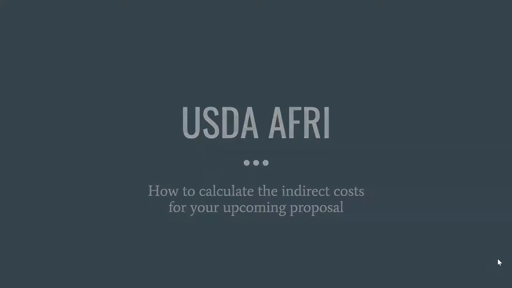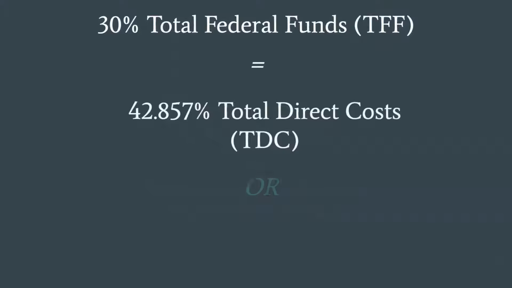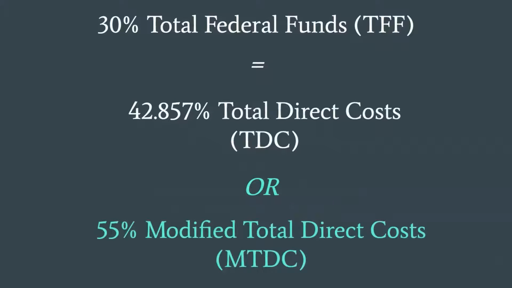The USDA requires that we use an indirect cost rate of 30% total federal funds, which is equivalent to 42.857% of total direct costs, or use our institutionally negotiated indirect cost rate, whichever produces the lower amount of F&A. As you may know, the U of M's negotiated rate for research is 55% modified total direct costs. This means that for every budget we develop for a USDA AFRI proposal, we must calculate indirect costs under both methods, 55% modified total direct costs and 30% total federal funds. Once we do those calculations, we determine which one produces the lower amount of F&A, and that is the amount that gets incorporated into your overall proposal budget.